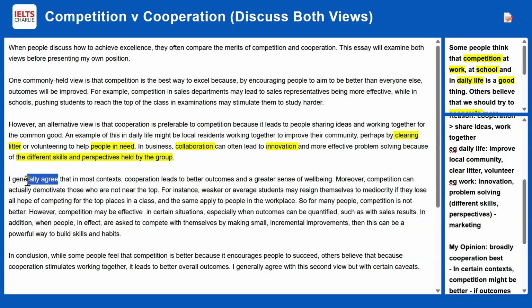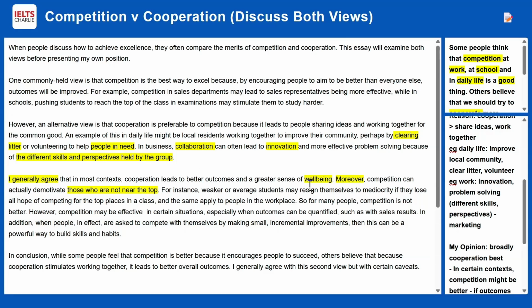I generally agree, so this is how I introduced my position. In most contexts, cooperation leads to better outcomes and a greater sense of well-being. That's another very precise word. Moreover, now this conjunction means but more importantly. So, but more importantly, competition can actually demotivate those who are not near the top. This is another structure that is quite difficult to get right. Those who are not near the top.